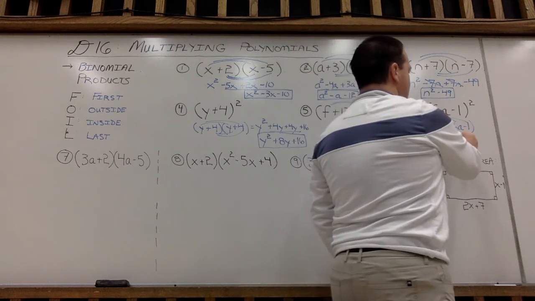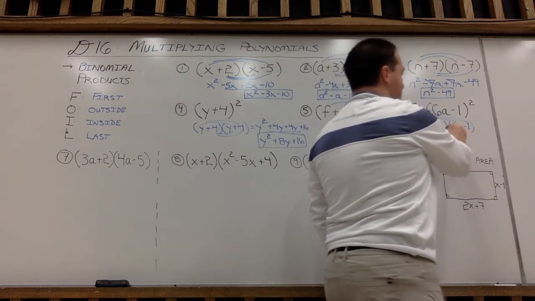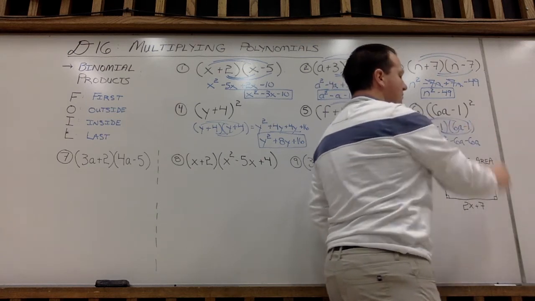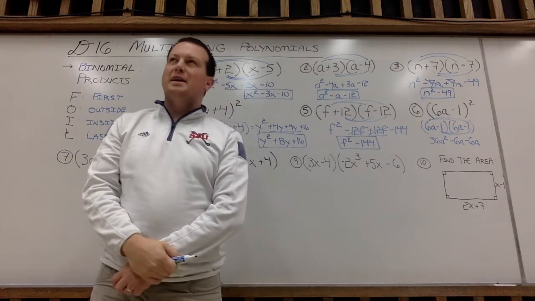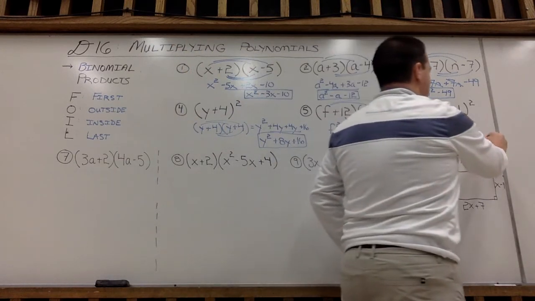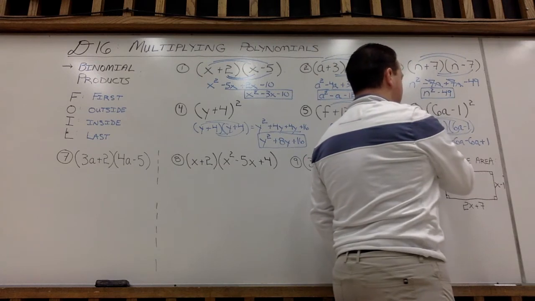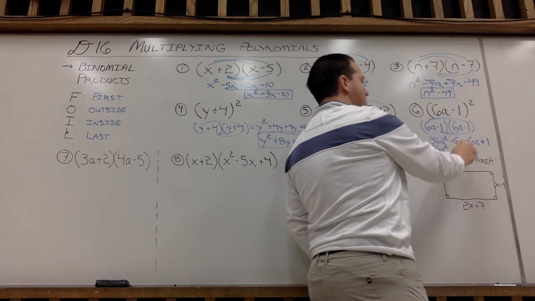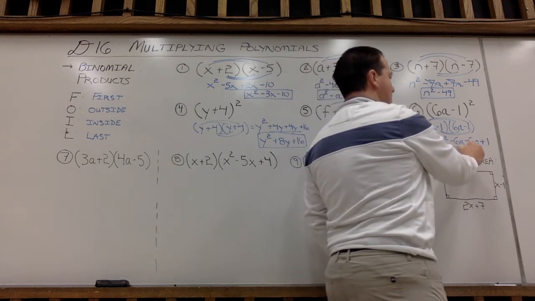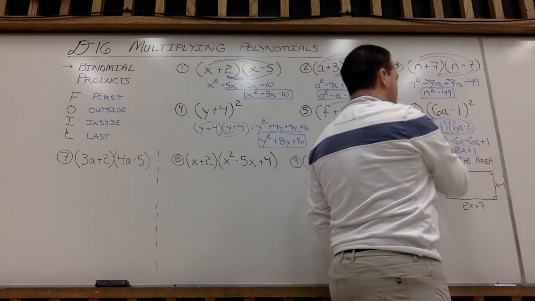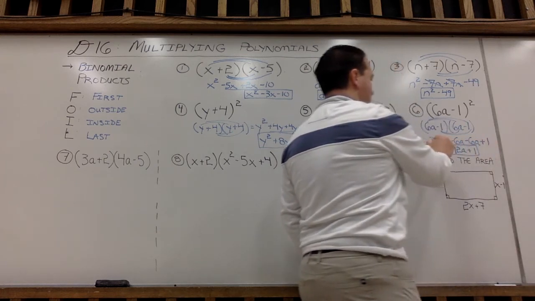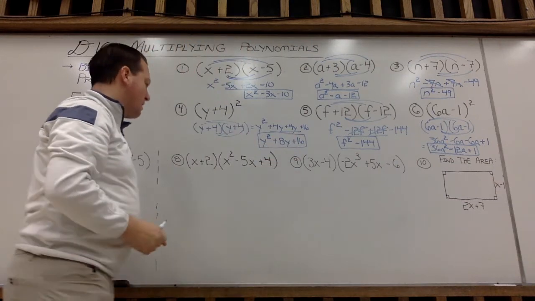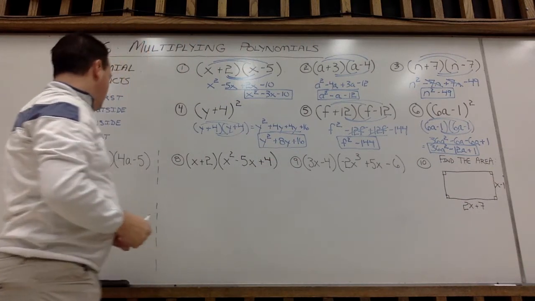6 times 6a times negative 1, negative 6a. And then negative 1 times 6a, negative 6a. Careful here. On my last terms, negative 1 times negative 1 comes out to positive 1. So I'm going to have 36a squared, negative 6 minus 6 gives me negative 12a plus 1. Again, not terribly difficult. We just got to slow down, pay attention to details, and take a deep breath.